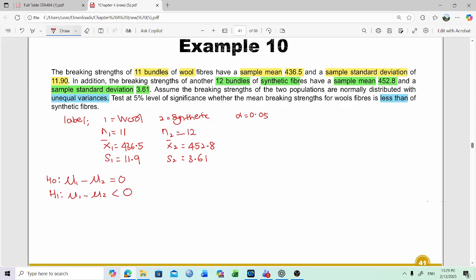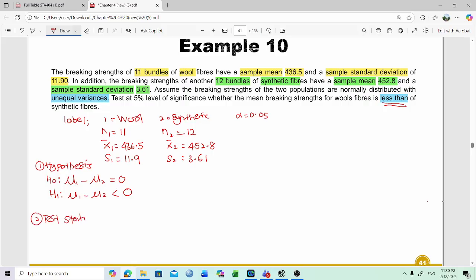How do we know the less than symbol? Because of this keyword, less than. So that's why here you use the less than symbol. This is the first step, so we are done with the first step. Next, we go to the second step. Since there is no SPSS output given here, of course, we cannot use the p-value method. Hence, we need to use the test statistic approach. First step is hypothesis, second step is test statistic.